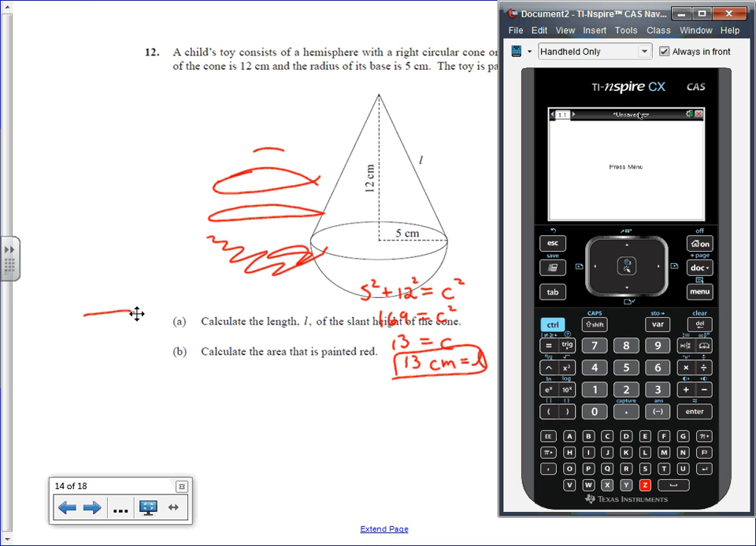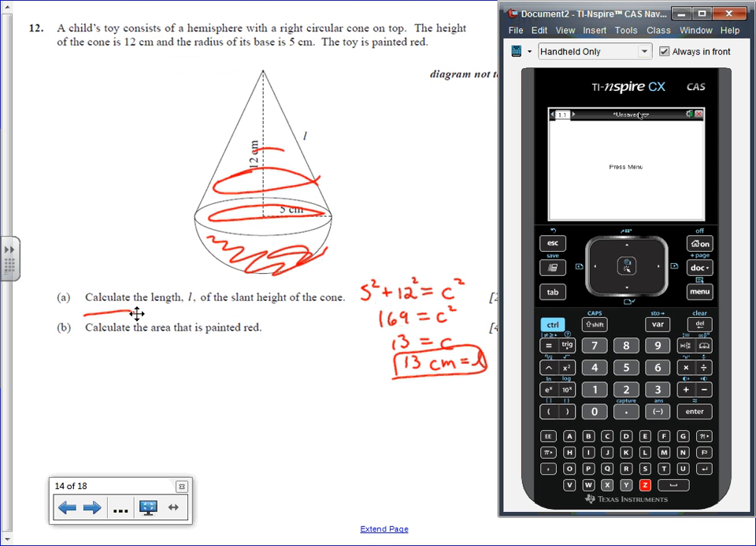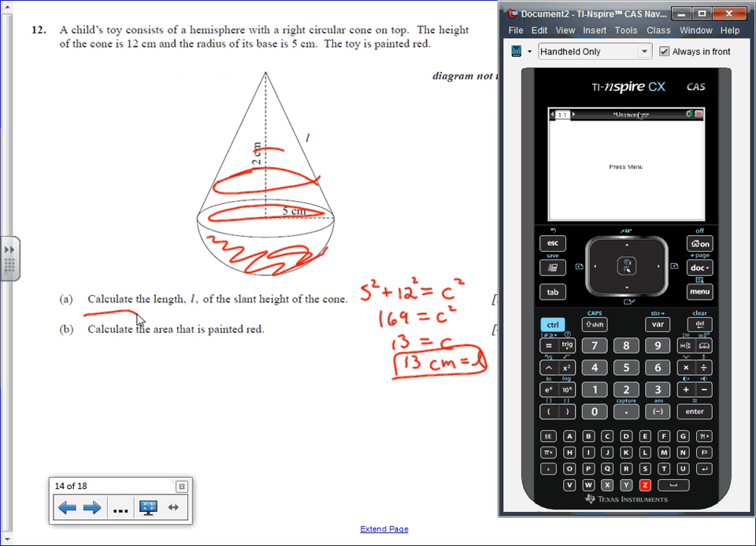Whoops, just slid that picture across the screen. And we're going to be painting around the edges, right, of this round part of the cone all the way up to the top. So we're going to be painting 2 surfaces. Let's go to our formula booklet and come up with the formulas that we want to use for the two surfaces we're trying to find.